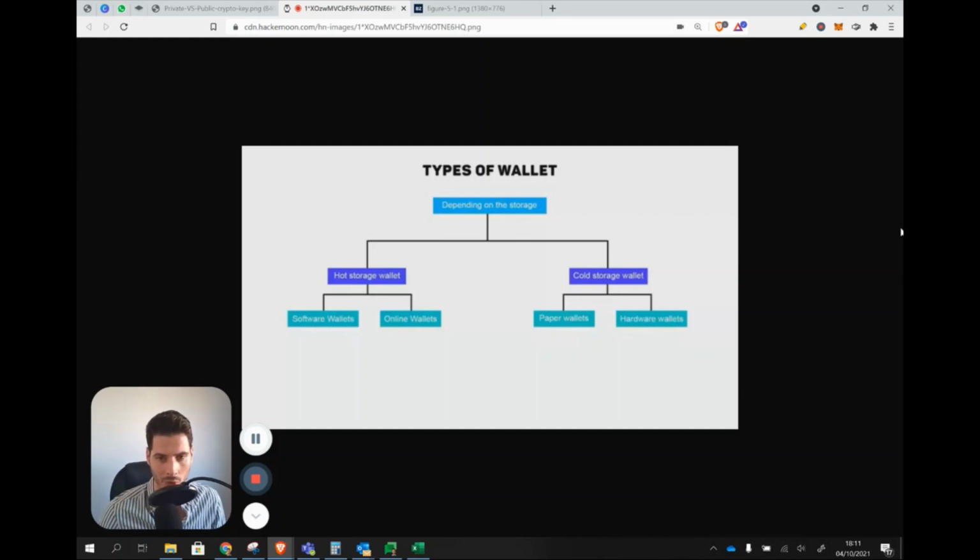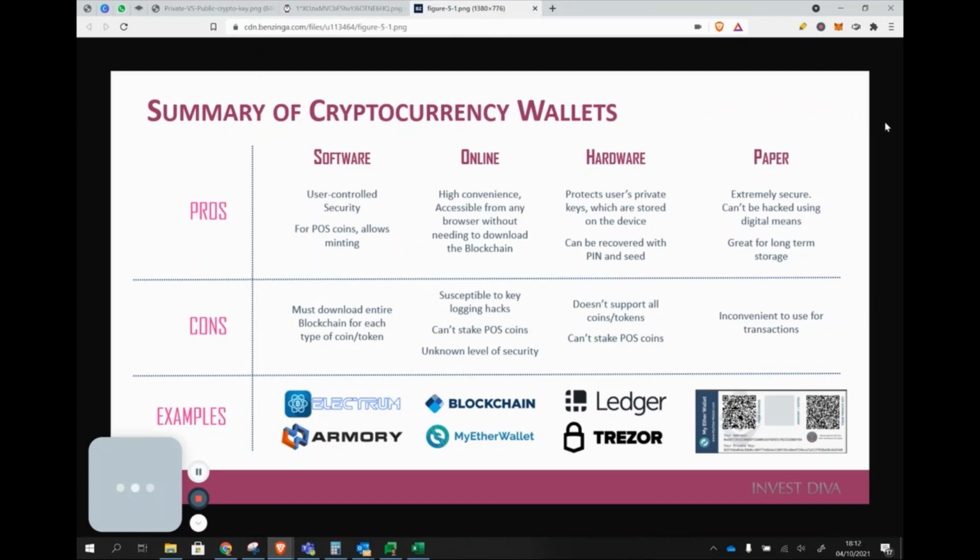Then you have hardware wallets. I personally have the Ledger. This is a type of USB stick that is also storing your cryptos offline. It has multiple security measures to make sure that your funds are safe. Then I have one more picture that has a better overview. So the pros and the cons.